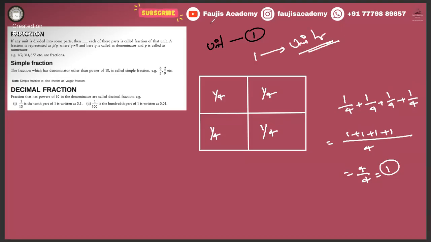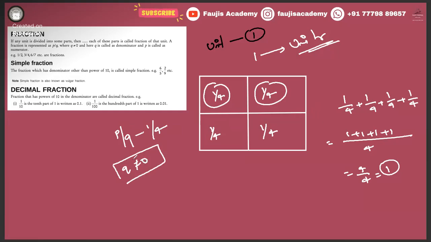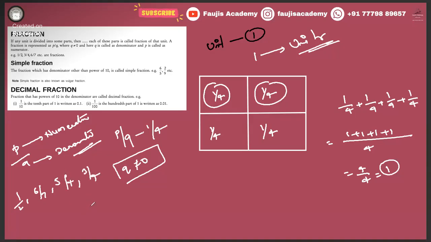If any unit is divided into some parts, then each of these parts is called a fraction of that unit. A fraction is represented as P by Q, where Q is not equal to 0, otherwise it will become infinity or undefined. In P by Q, P is called the numerator and Q is called the denominator. So all these numbers, 1/2, 6/7, 5/4, 3 by 4, 2 by 3, 8 by 3, are called fractions.